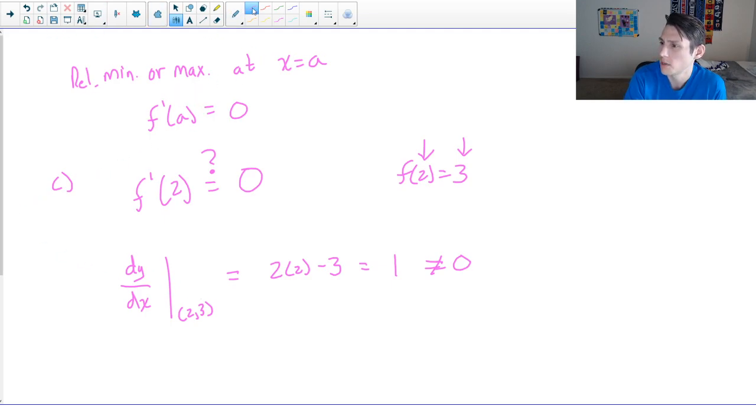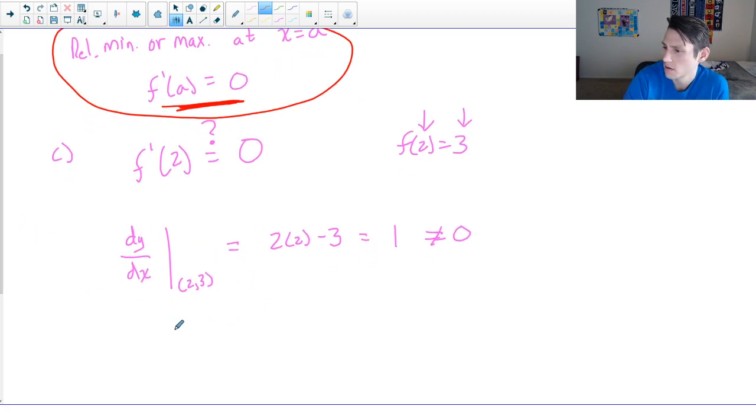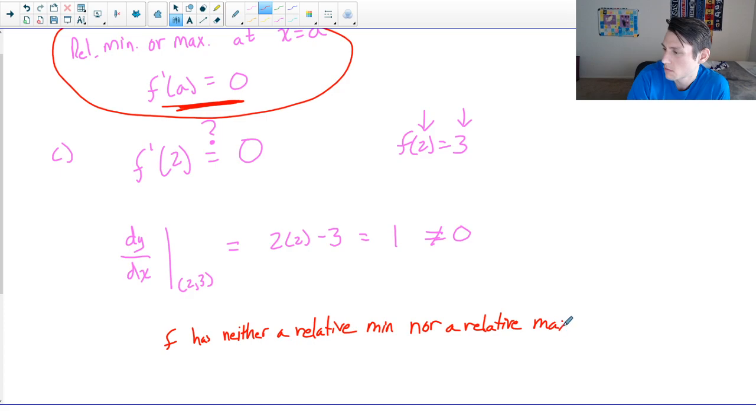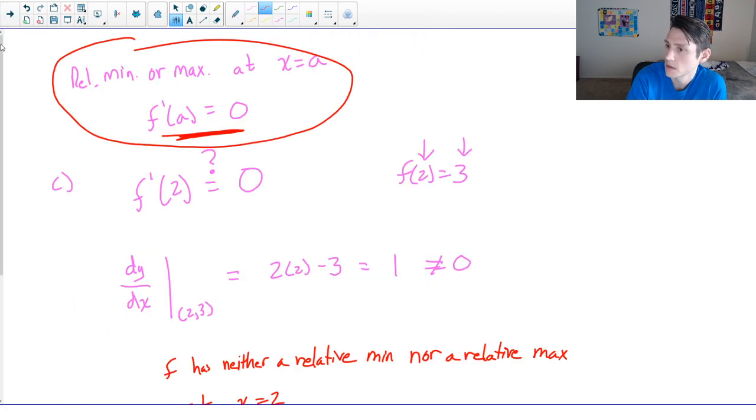Right? So we know that if it were to be a relative min or max, it has to be the case that the derivative at that spot is 0. But it's not. Okay, so we can just automatically say, right, f has neither a relative min nor a relative max at x equals 2. And I think it tells us to justify. Yeah, justify your answer. So that's fine.